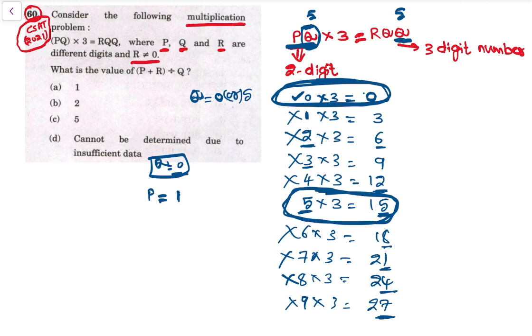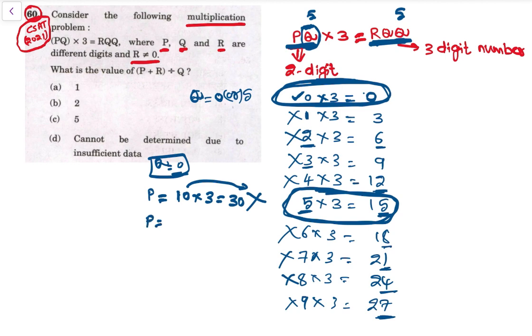We are taking q as 0, so 0 into 3 gives 30, which is not even a 3 digit number, but here we have to get a 3 digit number. And if q is 0, the number should be of the form rqqq, so the number has to be 0 0, and either r has to be 1 or 2 or something like that, right? So here we are getting 30, which is not rqqq, so p is not 1.